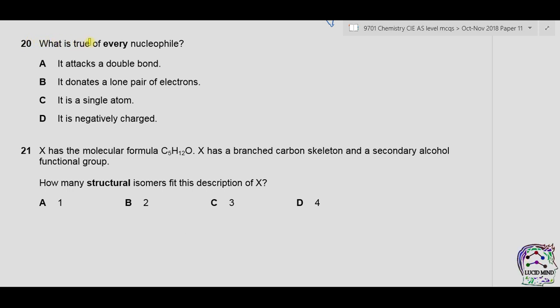Question 20. What is true for every nucleophile? Nucleophile means nucleus loving. So we can say that any species that has negative charge or lone pair of electrons can be considered as nucleophile. A. It attacks a double bond.